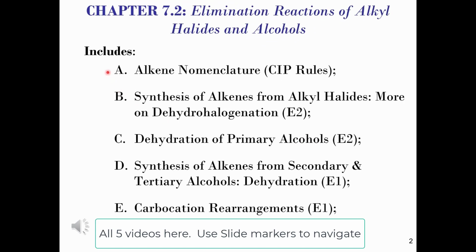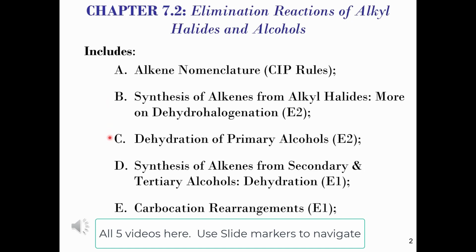In video 1, we will extend the nomenclature of alkenes to include EZ stereoisomerism using Cahn, Ingold and Prelog rules. Video 2 is a recap of the E2 reaction and specifically the use of E2 to prepare an alkene from a primary or secondary alkyl halide substrate.